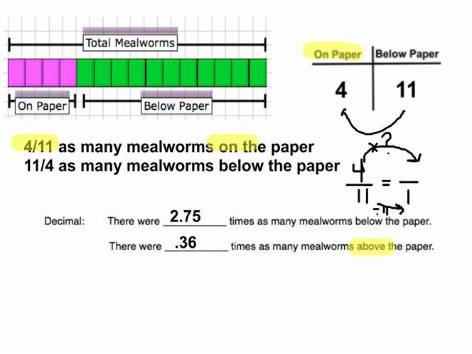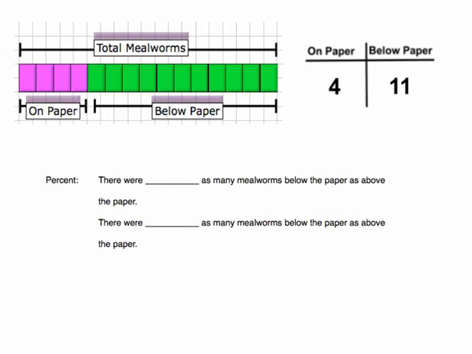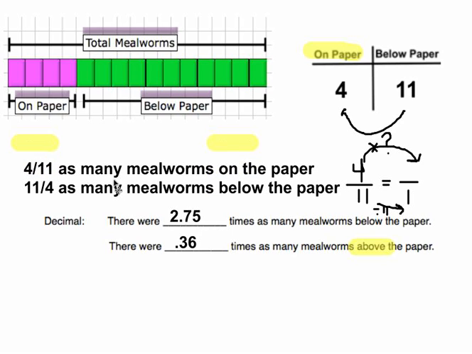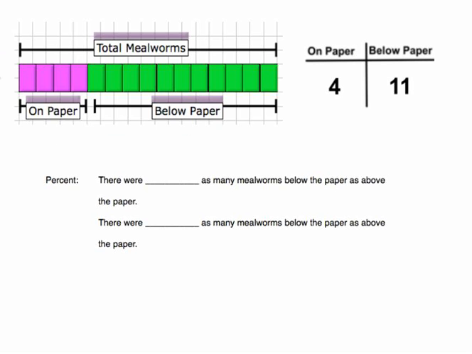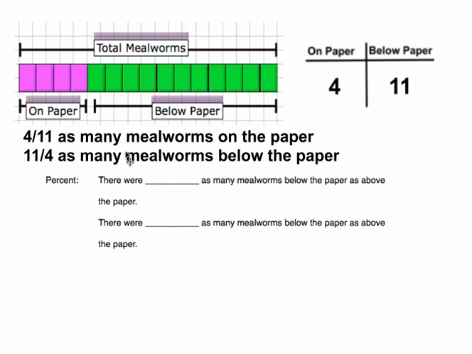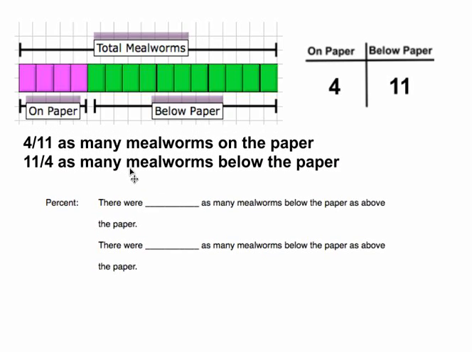Let's go straight to the next part because there's such a simple tie-in to what we just did. We're going to now represent the same relationship as a percentage. And once again, I'm going to go back to the previous page and just copy this statement so it's fresh in our memories. There are 4/11ths as many mealworms on the paper, and there are 11/4 as many mealworms below the paper. You can see how simple it is to go from a fraction to a percent. Because a percent is a fraction, it just has a predetermined denominator of 100 so that we can relate every number and have this common understanding of what that represents.